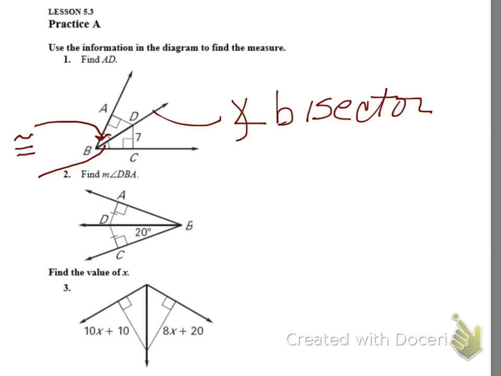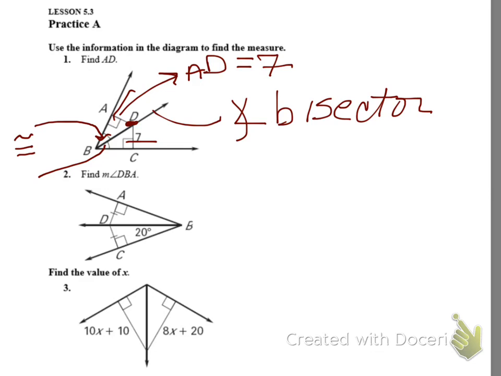So for example, D, which is right here, if I make a perpendicular line from D to C and from D to A, so I know it's perpendicular because I see these little boxes, what happens then is that the length of DC has to equal the length of AD. So therefore, AD will equal 7. All right? Okay, let's look at the next one.